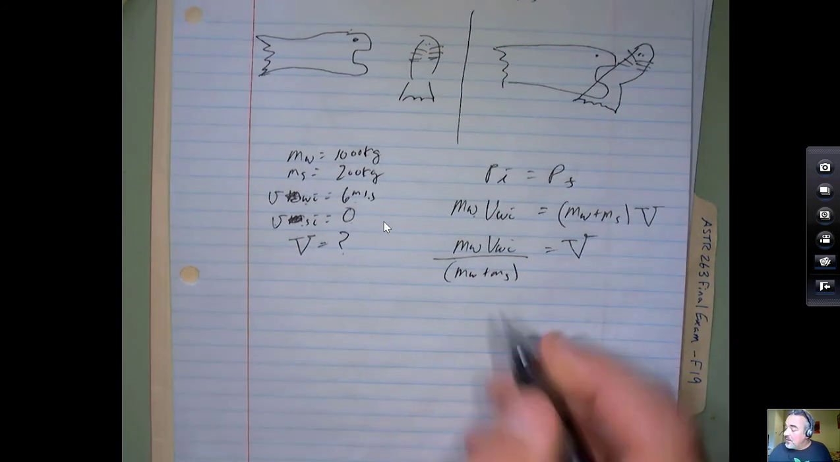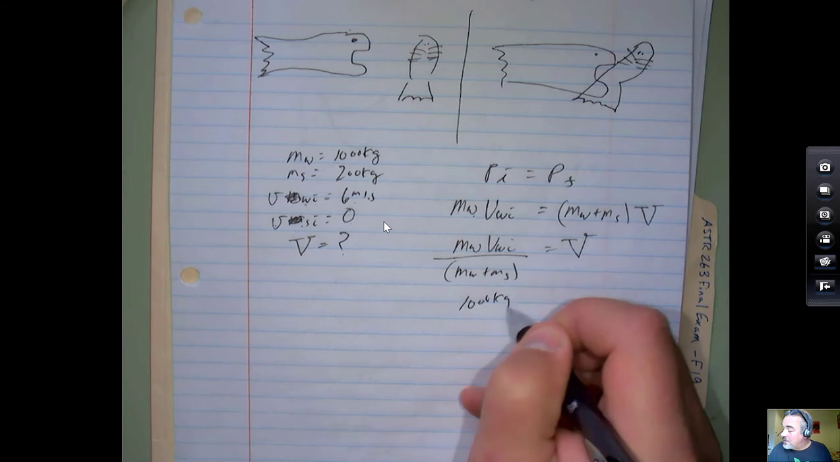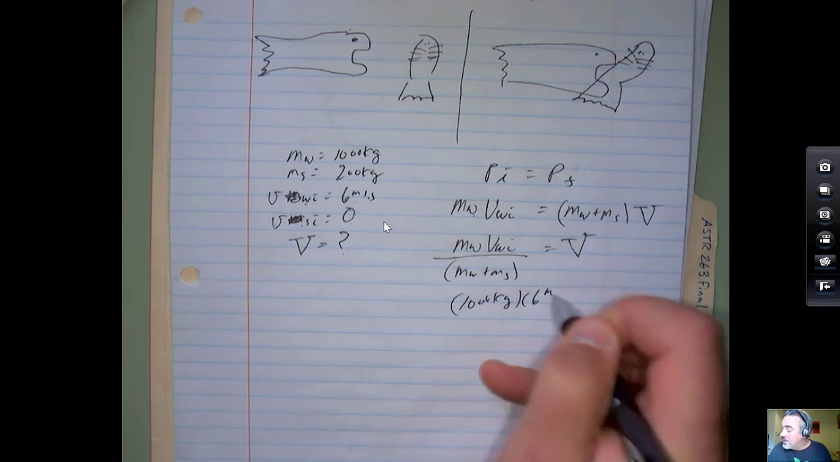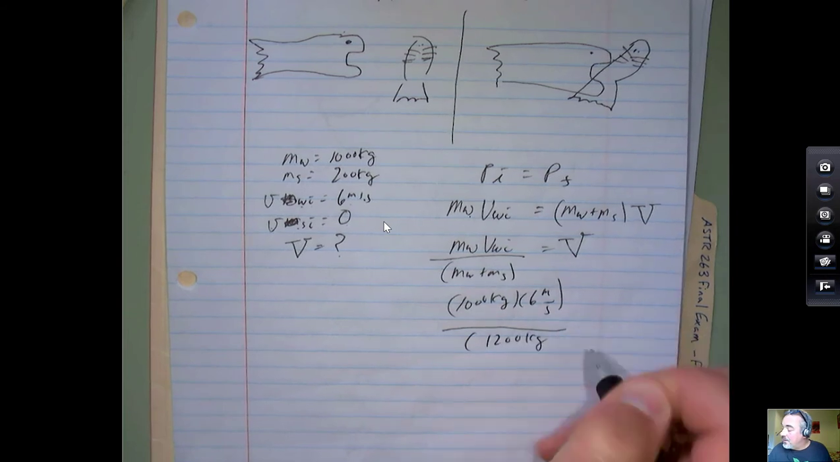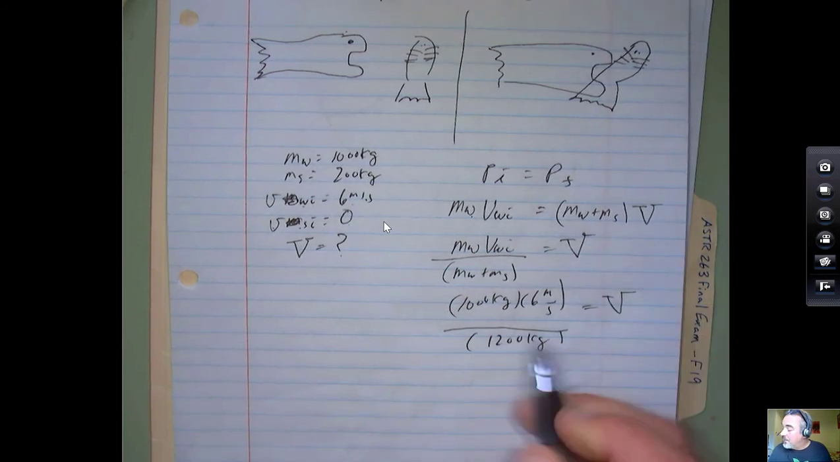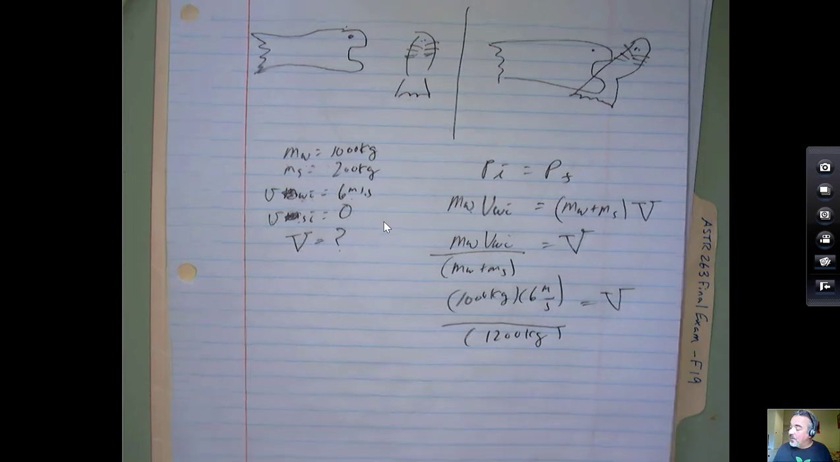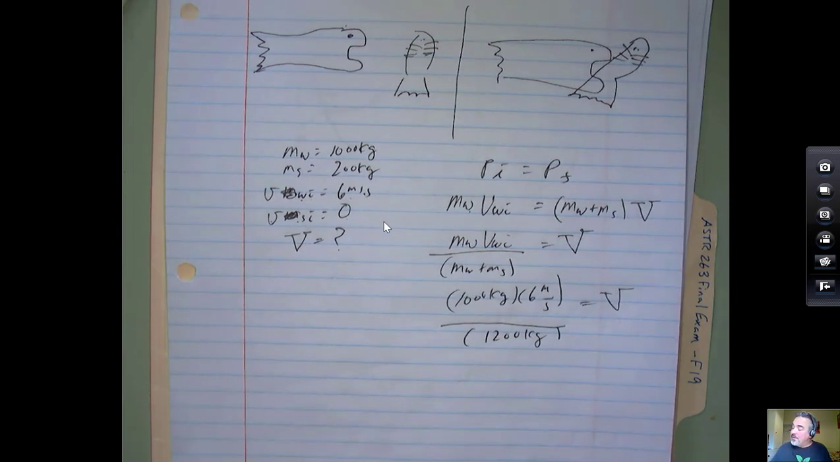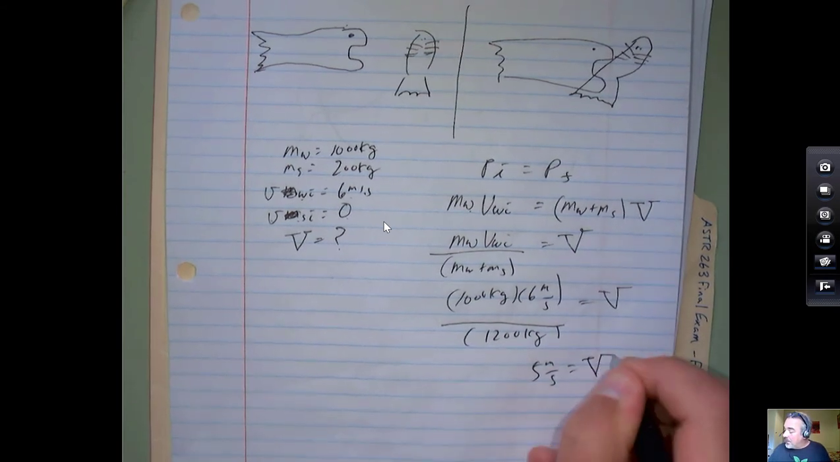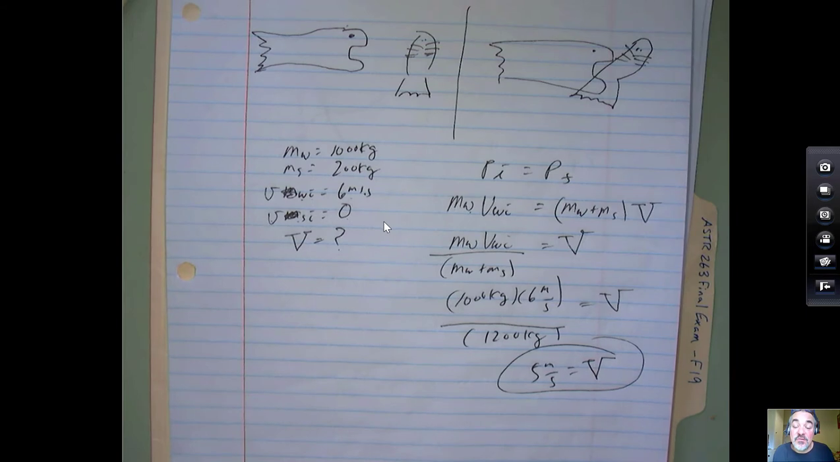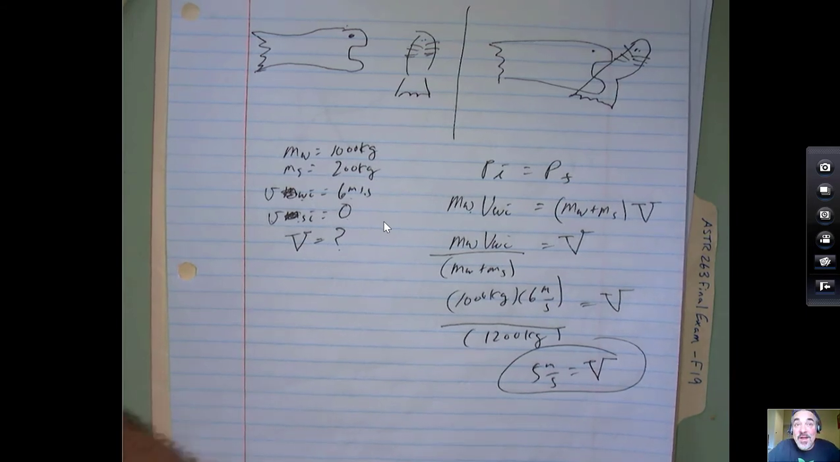Okay, so we've got 1,000 kilograms times 6 meters per second divided by 1,200 kilograms, right? This is 1,000 plus 200. Okay, so it looks like we end up with 5/6 of 6, which is 5. Okay, so their common final speed then would be 5. All right, let's look at the next one. By the way, we're halfway over. Hopefully that doesn't seem too bad to you.